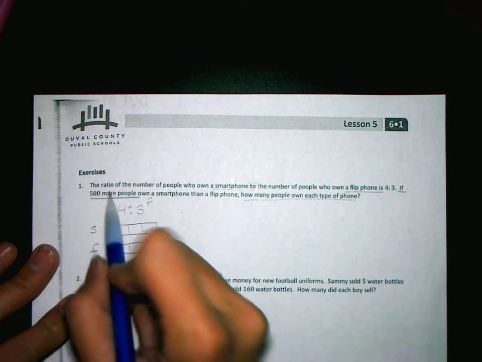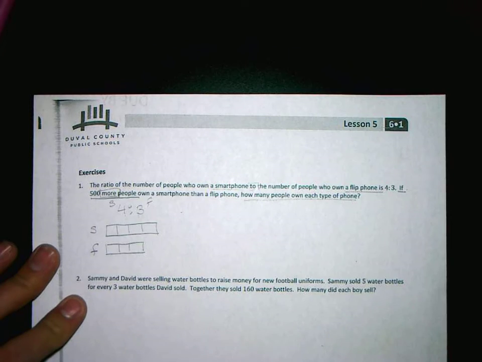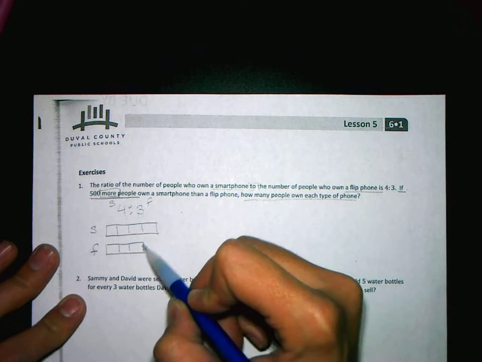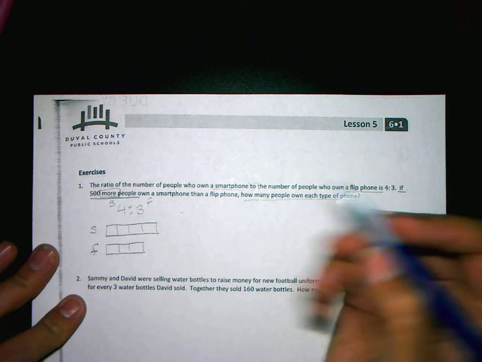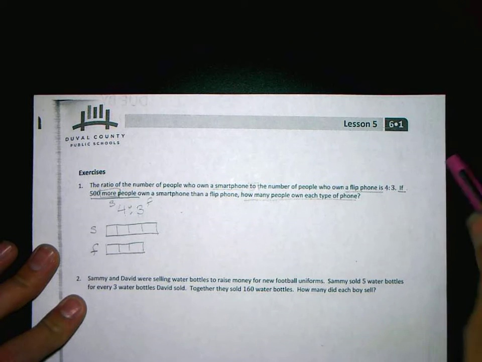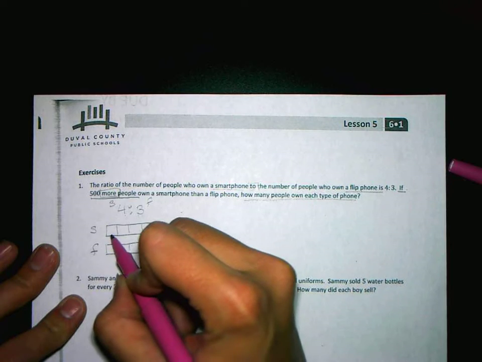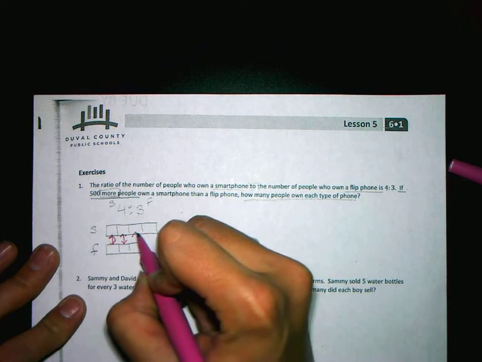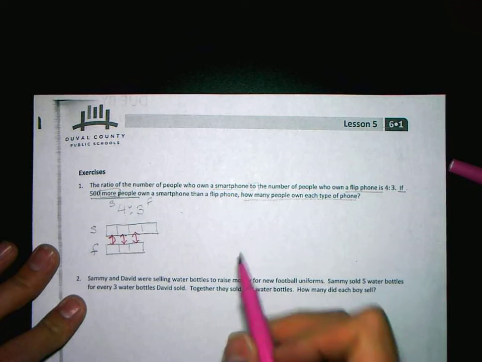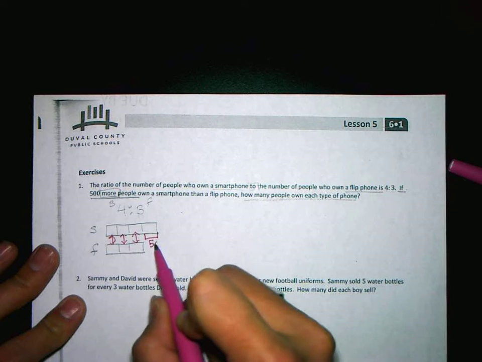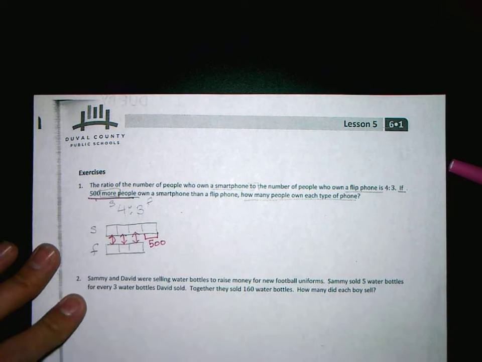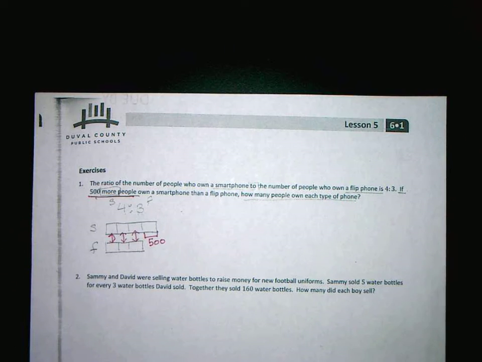So we're talking about that 500 more, okay? So we have to look at our smartphones, we have to look for our flip phones. So our smartphones have 4 boxes and our flip phones have 3 boxes. We can pair up these boxes to figure out how many more boxes the smartphones have versus the flip phone. So these 2 pair up, these 2 boxes pair up, these 2 boxes pair up, which means the smartphones have 1 extra box. This 1 extra box represents that 500 more people that own a smartphone. So now I know that each box is 500.